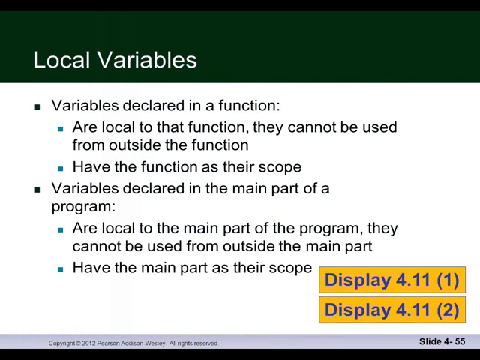Okay. The next section is talking about local variables and their scope. That means if I have local variables, they go away as soon as we hit the braces. So the scope of that is in that area. Variables declared in the main part of the program are local to the main part of the program. They cannot be used from outside of the main.